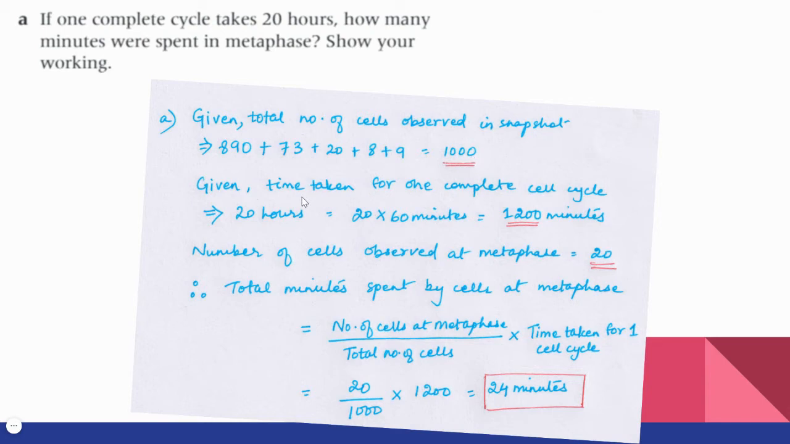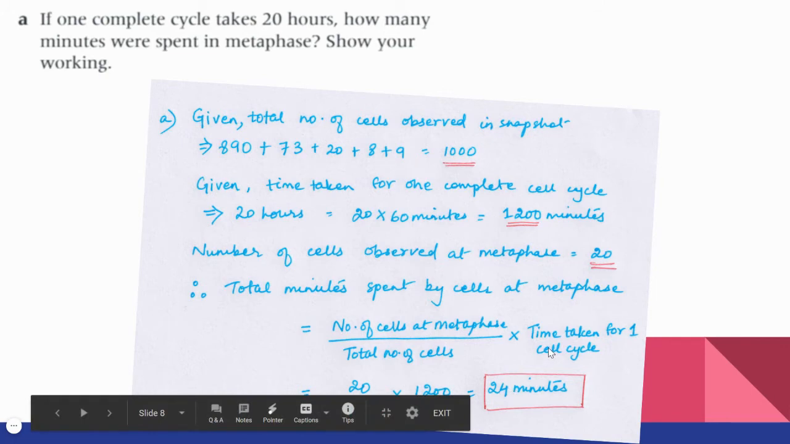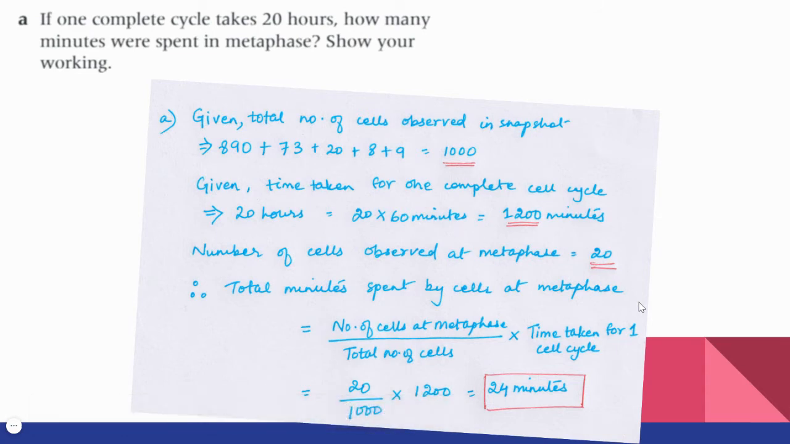So the time taken for one complete cell cycle, I'll convert into minutes. That is 1200 minutes. The number of cells observed at metaphase is 20. So the total time spent by cells at metaphase will be the number of cells at metaphase divided by the total number of cells, times the whole cell cycle, that is 1200 minutes, and that will give you the answer of 24 minutes. You can see the calculation.